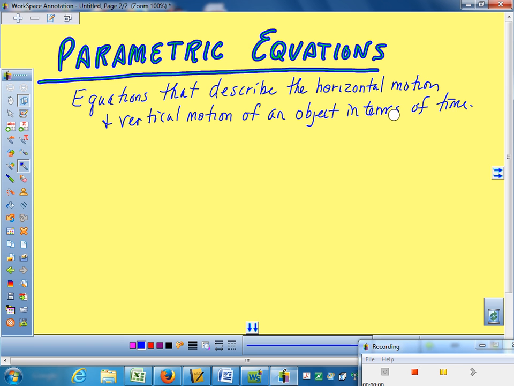We'll try again. So you're going to have an equation for horizontally, where is it at any time t, and vertically, where is the object at any time t. So you'll be able to say after 2 seconds, how far over was this object, how far up was this object.